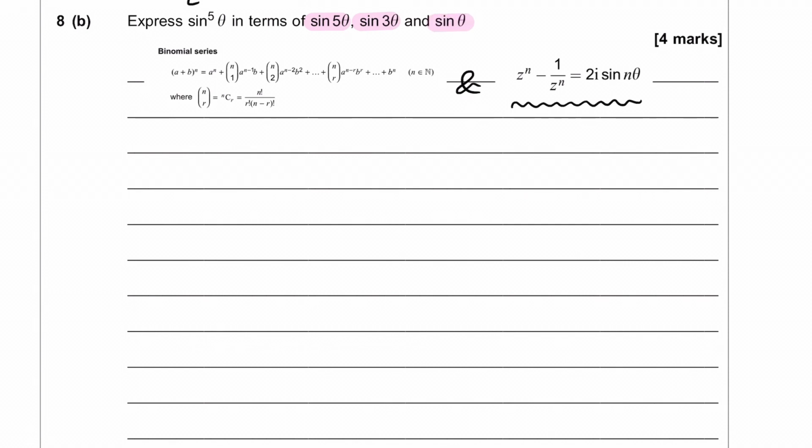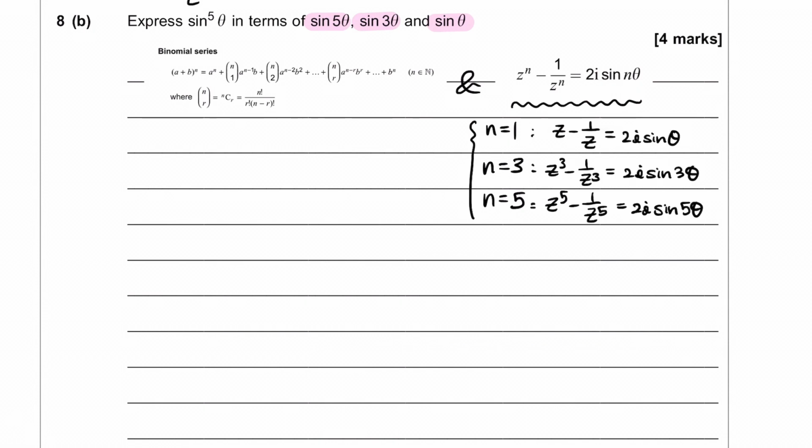As we expected to use a part A fact, we're going to substitute n equals 1, n equals 3, n equals 5, because that will give you sine theta, sine 3 theta, sine 5 theta on your right hand side. So we're going to write this at the corner, and then let's approach the question.